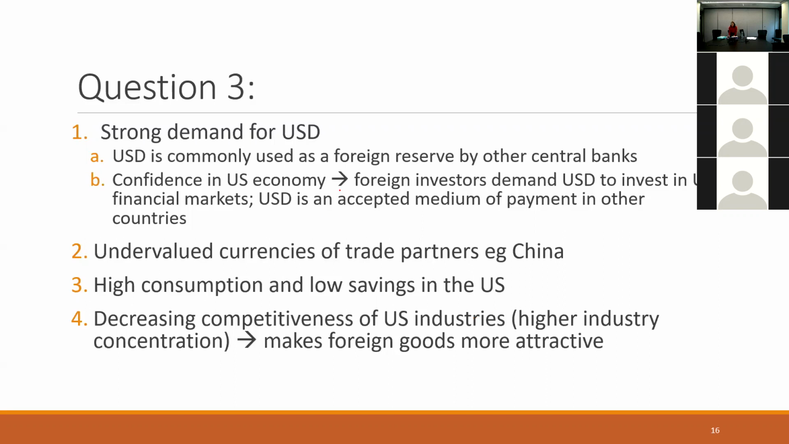And the main factor that makes this trend very persistent is the confidence of investors in the US economy, okay? So because foreign investors are willing to hold US financial assets, it helps to finance the trade deficits in the US, right?